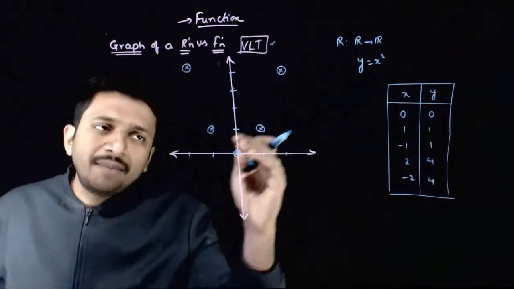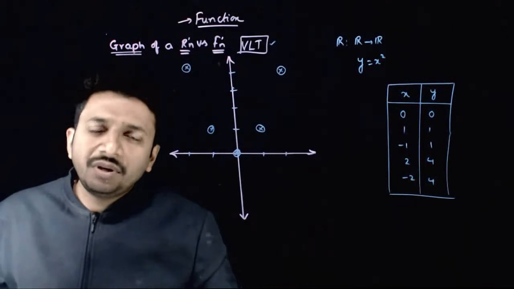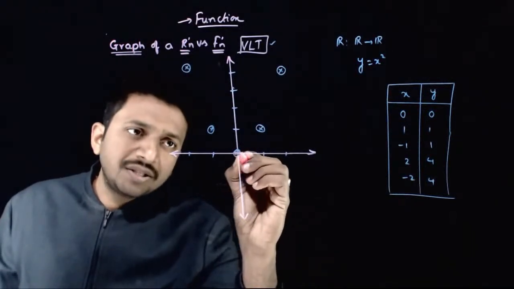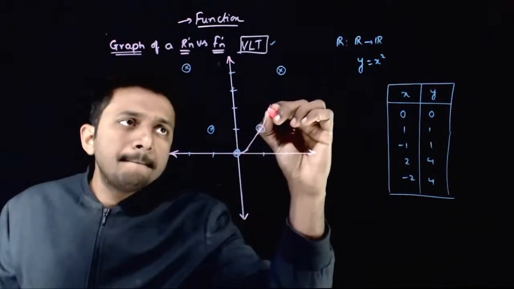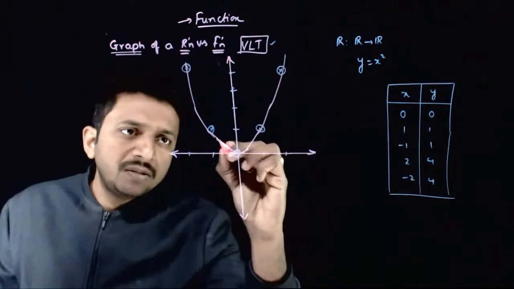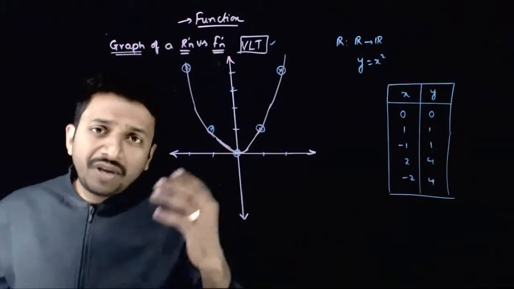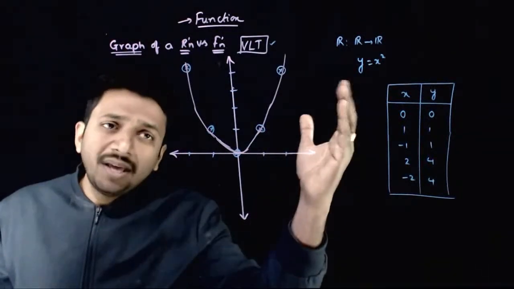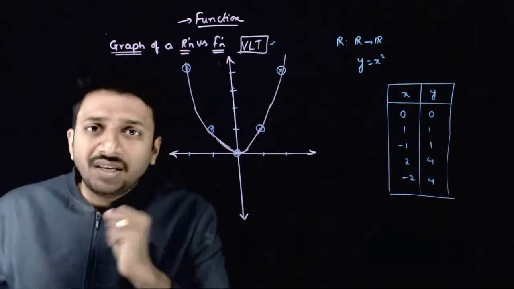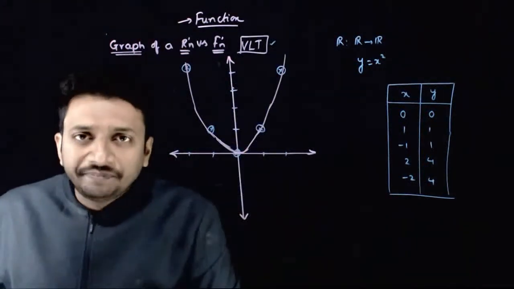So now once you have sample points on the graph, you just need to join them with a smooth curve to get the graph of this function, graph of this relation. So I'll just join them. So this is how the graph looks like. So we have seen the graph of y is equal to x square and y square is equal to x. So now let us see what the vertical line test is all about.